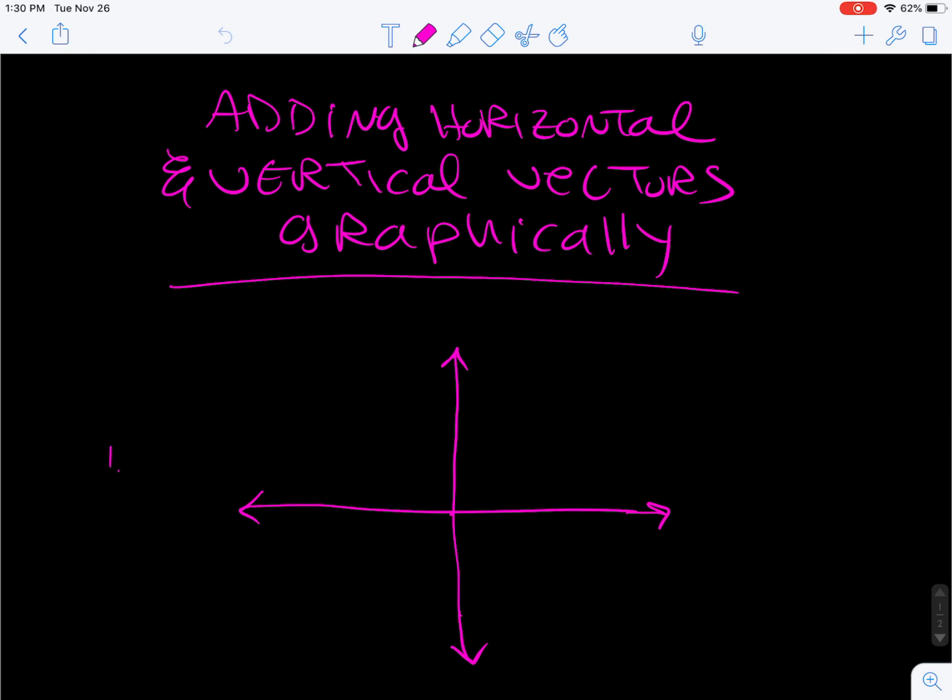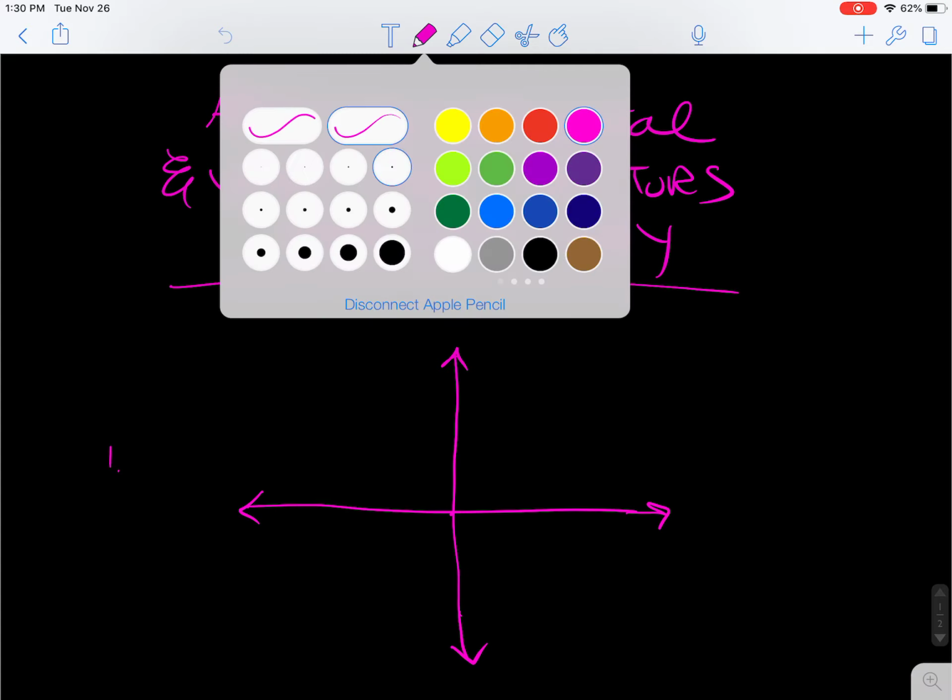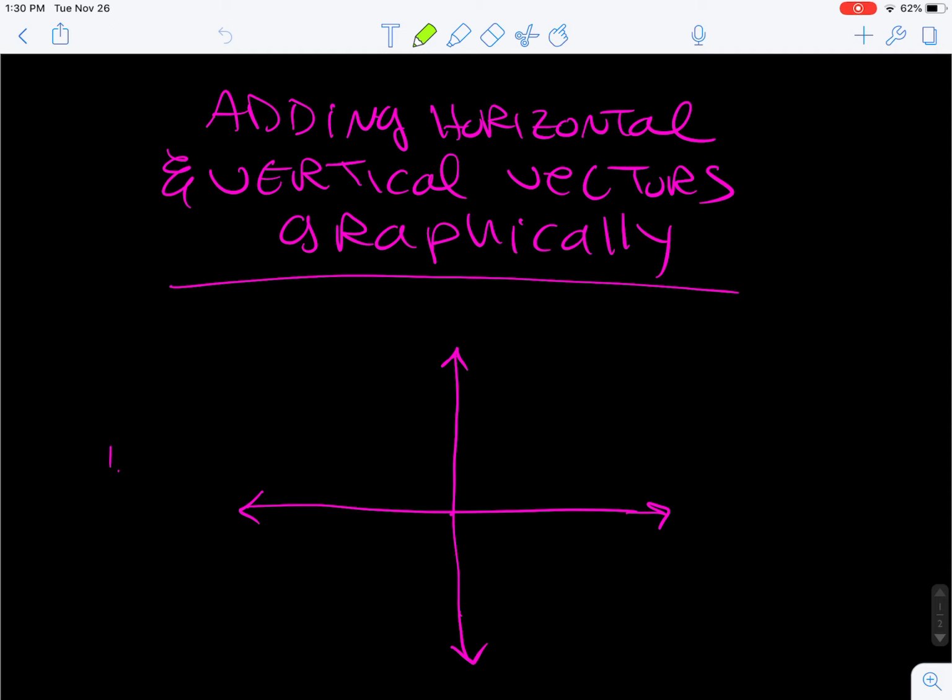Okay, so we're going to learn how to add horizontal and vertical vectors using a graphical method. But the first thing I'm going to do is introduce 4 basic vectors.